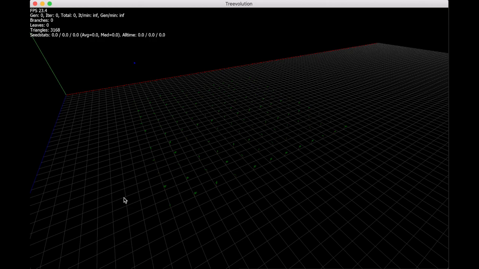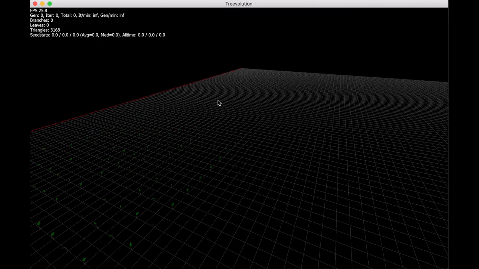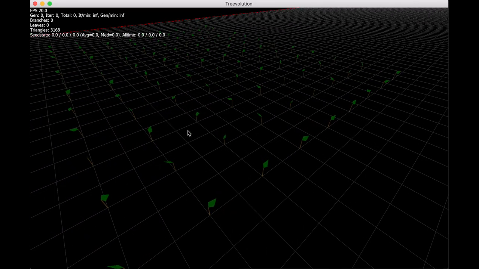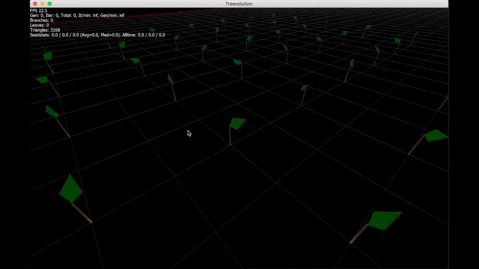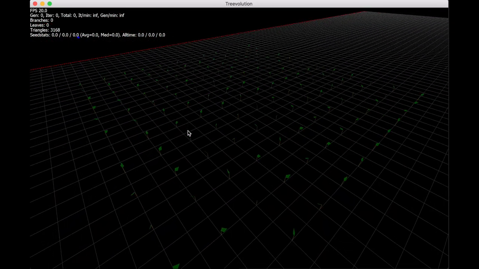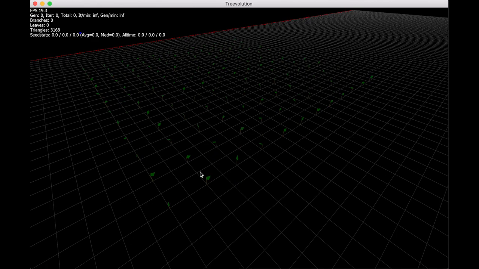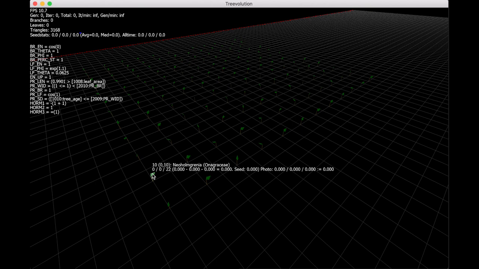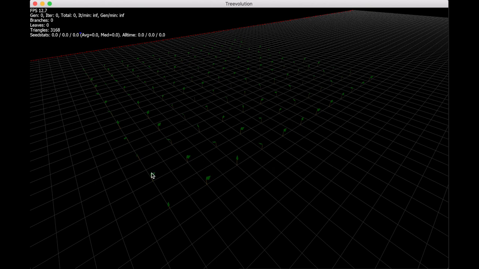Right, so from the beginning, this is what we have, just a field of saplings. And these saplings start with a random genome that you can see here. Now let me explain a little bit about the genome.